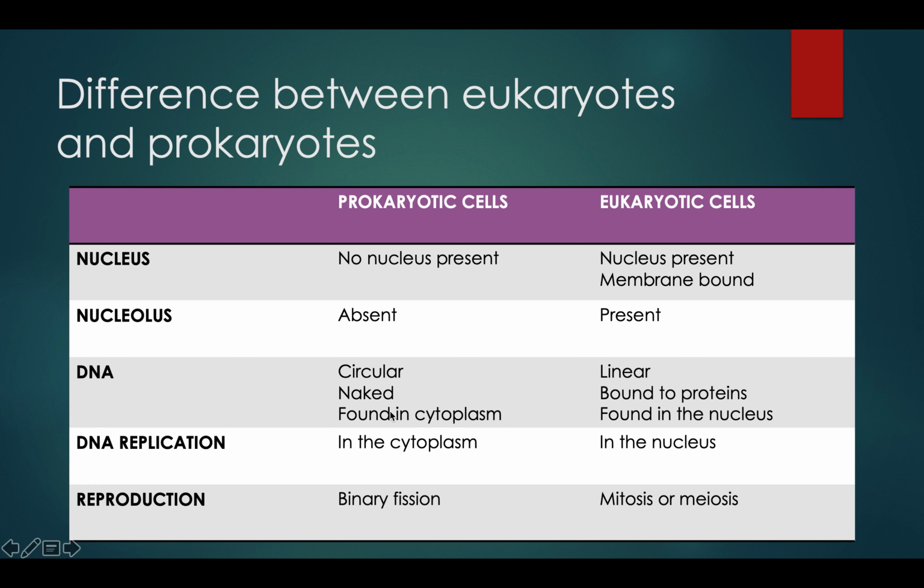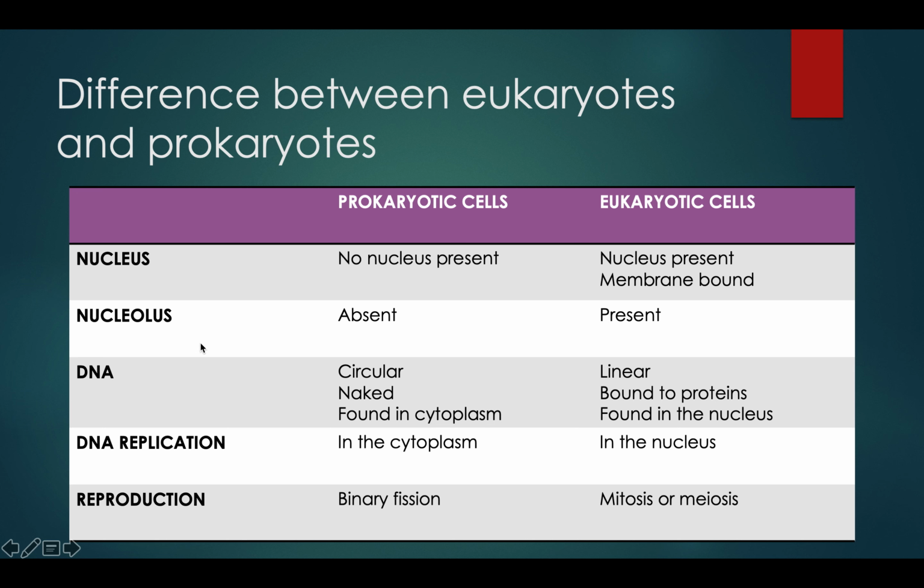So the prokaryotic cells have their DNA that is circular and naked. Naked means it's not bound to proteins. So that is found in the cytoplasm. It's floating in the cytoplasm, and sometimes it's called a nucleoid. And the eukaryotic cells have their DNA in a linear form, as we've studied about the structure of the DNA. And that is bound to proteins, which are known as histones, and they're found mainly in the nucleus.